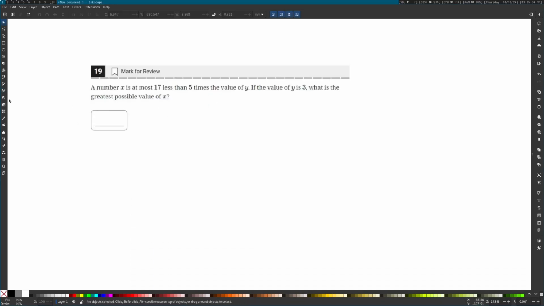Okay, and this one. A number x is at most 17 less than 5 times the value of y. If the value of y is 3, what is the greatest possible value of x? Okay, so when it says at most, that should hint to you that it's an inequality. So x can't be greater than 5 times the value of y, and 17 less than that. And we're also getting that the value of y is 3, so y equals 3.